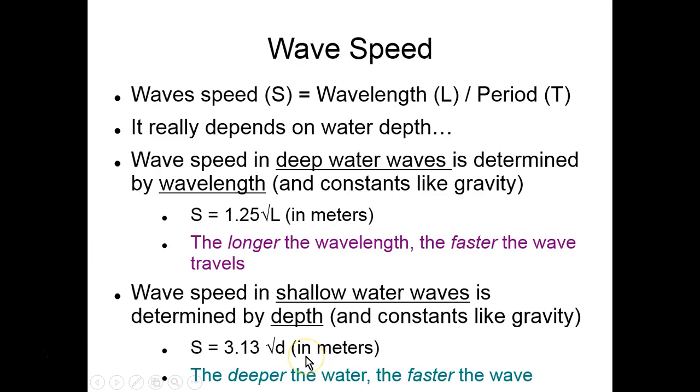Because when the wave energy hits the bottom, it will be slowed down, okay? So if the bottom is more shallow and it's farther into the wave energy, then it's going to slow down the wave even more. Now, you do not need to memorize these equations. You should know wave speed is the wavelength divided by the period, though. Okay, what you should know is that for deep water waves, wave speed is determined by the wavelength. For shallow water waves, wave speed is determined by the depth of the water.